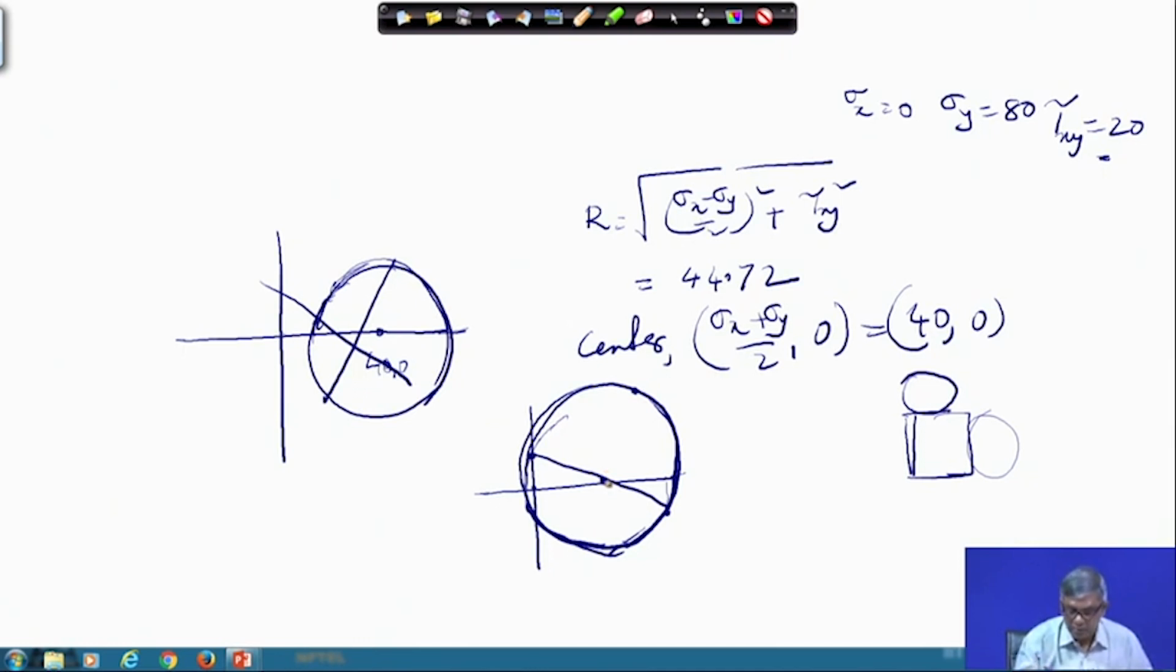So, this is C, and that is sigma 1 is this. If I drew the graph, then directly I can read this value. Otherwise, I can find out sigma 1 exactly, it will be up to this is C, the center, that means 40 plus the radius, which I have got as 44.72. So, that becomes your 84.72.